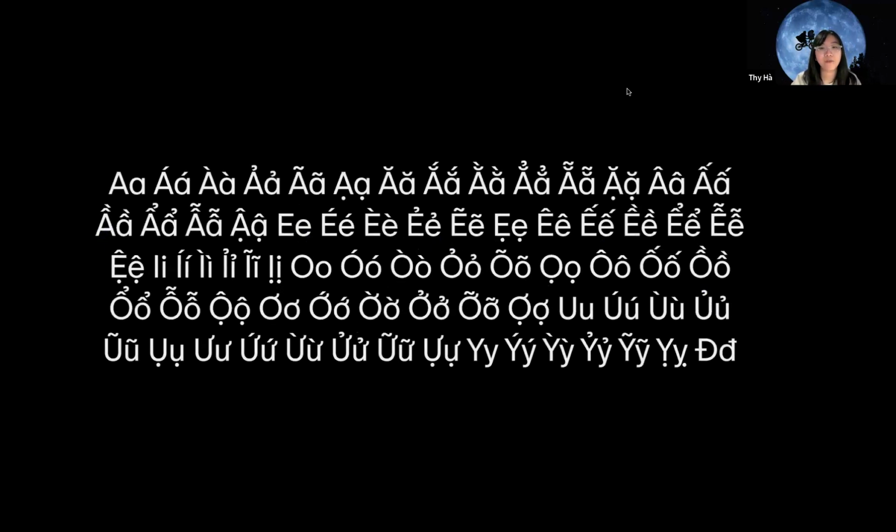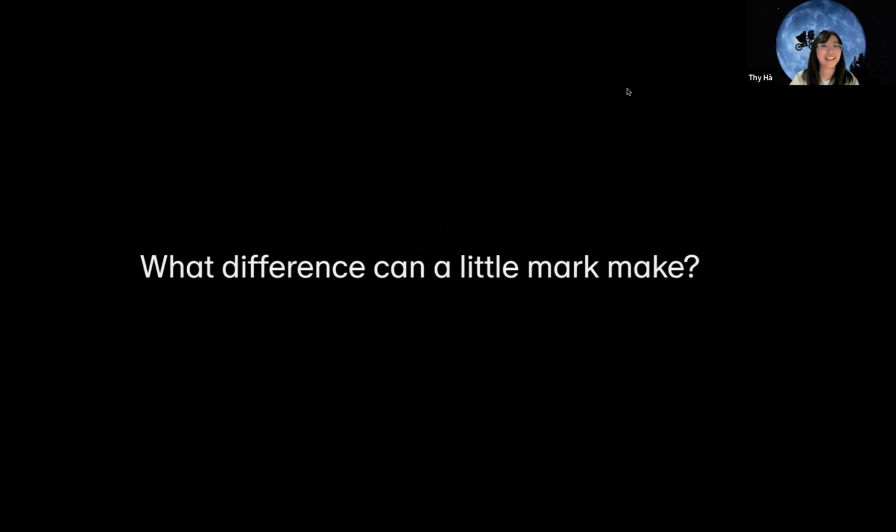So then, combining with the modifier letters, we have the diacritical letter. What's the difference that a little mark can make? Maybe we can take a little example. My last name is Ha, right? If I don't write it in Vietnamese with the diacritic, it will just feel like "ha ha." But when I add the mark in, it actually sounds very different.